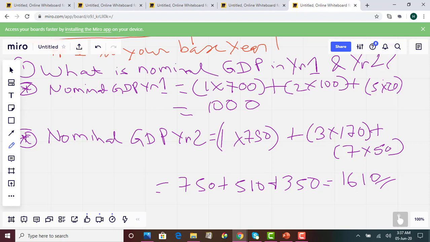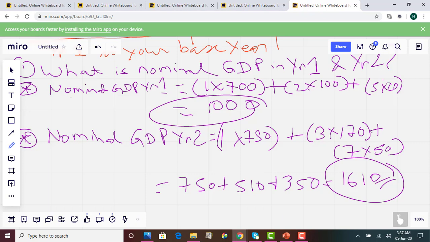Now if we do not consider inflation in general, what are we going to say about how the GDP changed from year 1 to year 2? We compare this number to this number, and we see that the GDP has gone up by $610, which is fantastic, which is good. My GDP has gone up pretty high, and that's a good sign. However, this is not the proper way to compare it.